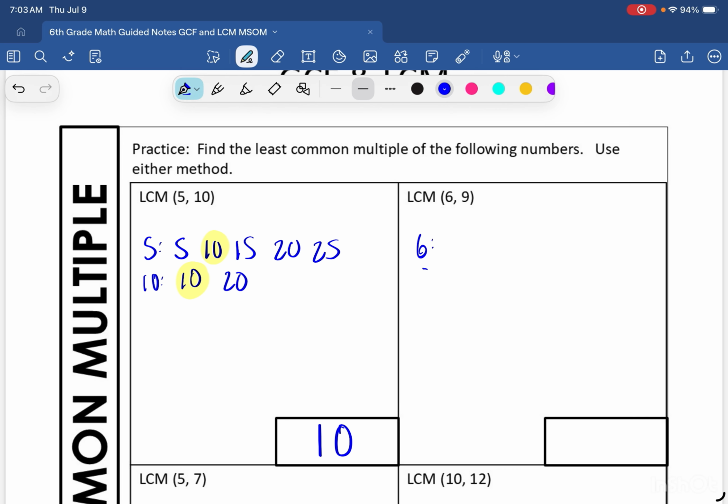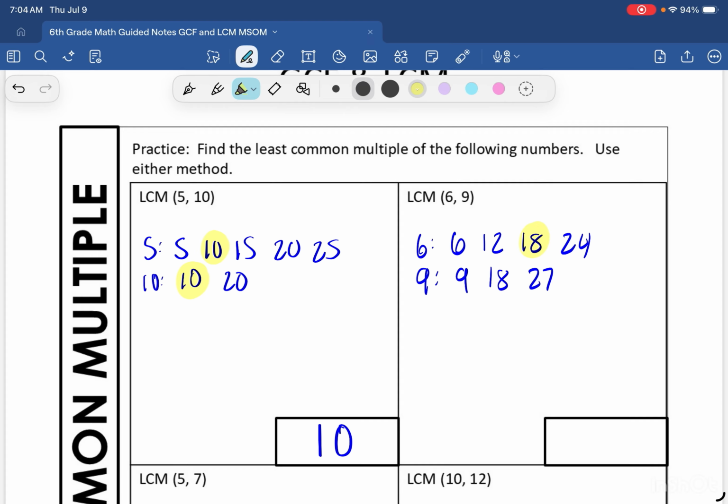Least common multiple of 6 and 9. Let's start listing multiples. I have 6, 12, 18, 24. I'll stop right there. 9, 18, 27. And I will stop because I see a number that is common in both of them, and that's 18. So the least common multiple of 6 and 9 is 18.